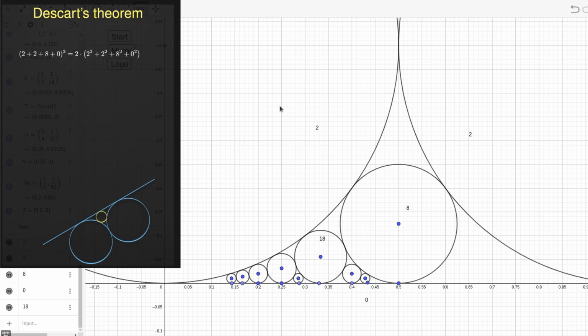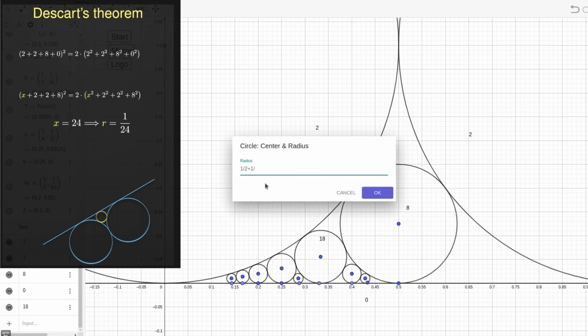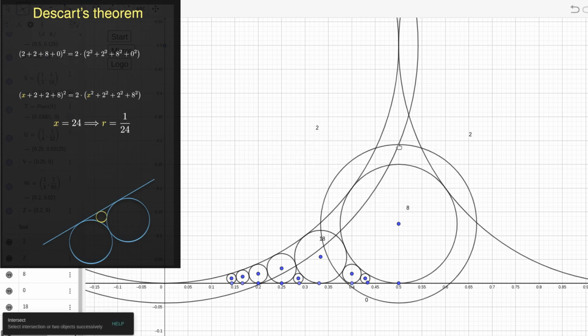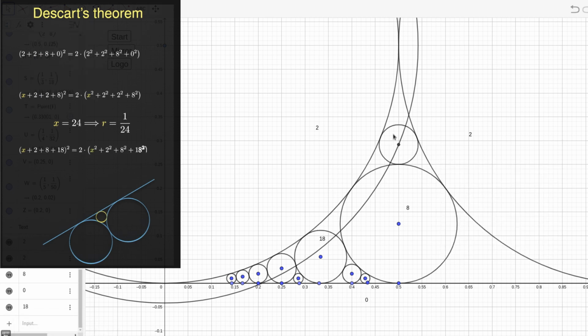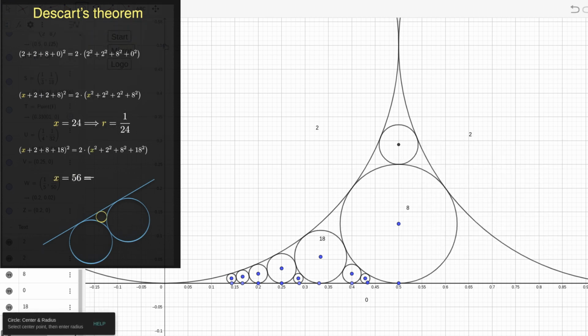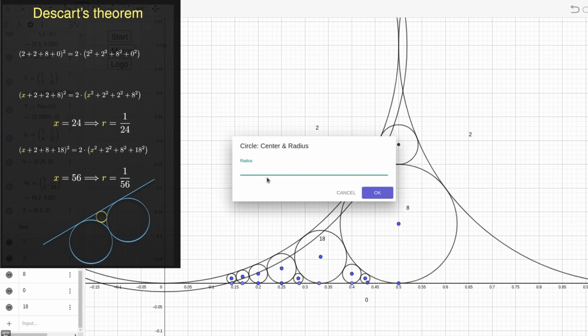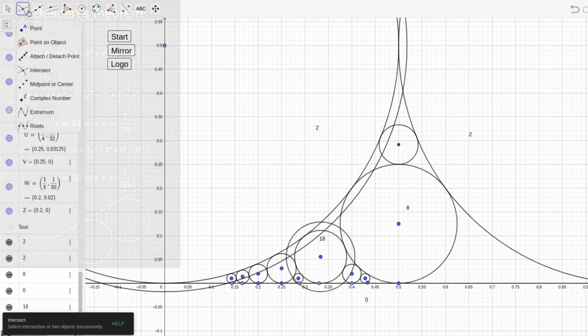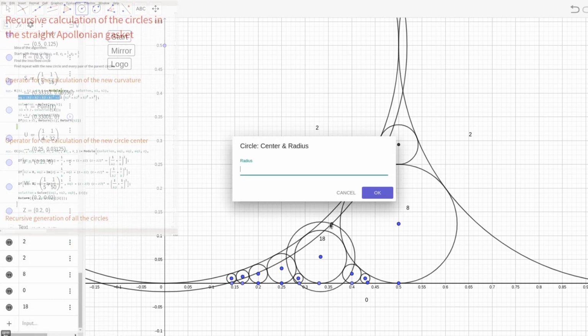One has to solve the following equation. The appropriate solution is 1/24. With this information, the circle is readily constructed. The radius for the circle of the next larger gap to the left follows from the equation. It solves to 1/56. Of course, computer algebra quickly repeats this procedure for a large number of circles.